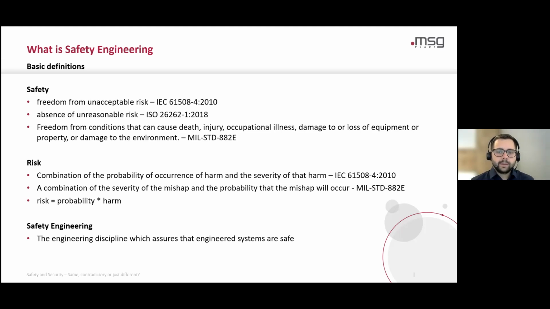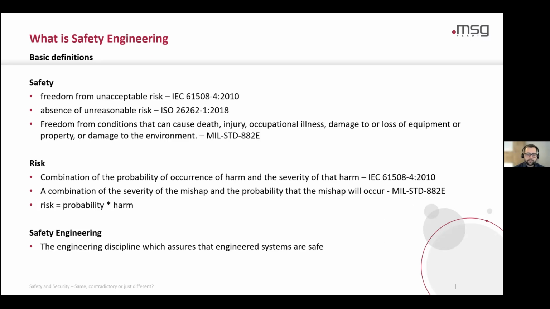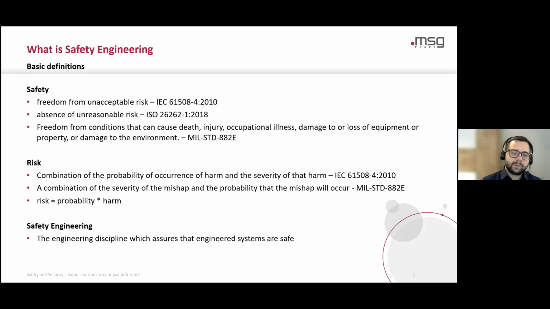Yeah, but what we see is that in the first two definitions, we have the unacceptable risk. So what is the risk? It's probably very similar to the risk definitions you know from security engineering. Risk is a combination of the probability of occurrence of harm and the severity of that harm. Very similar definition in the military standard, the combination of the severity of the mishap. So they say mishap instead of harm, but basically the rest is the same. So we can define risk as a product of probability and harm. The higher the probability, the higher the risk. The higher the harm, the higher the risk. And safety engineering is the engineering discipline which assures that the engineered systems are safe.